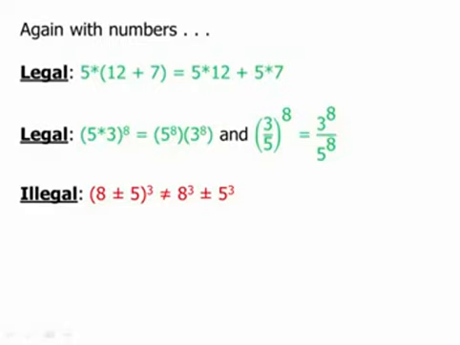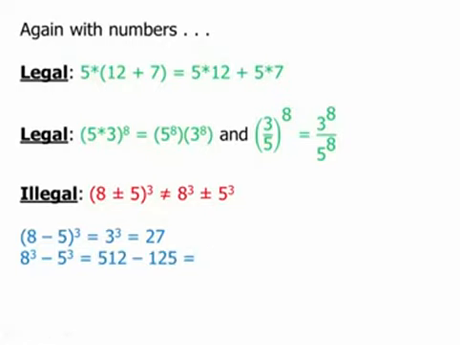And one way to see this is to just think, let's just take the subtraction case. If we look at 8 minus 5 to the third, well, what is that? Of course, that is 3 to the third, which is 27. Whereas if we looked at something different, 8 cubed minus 5 cubed, well, 8 cubed, as we've mentioned in other videos, is 512. 5 cubed is 125. If we subtract them, we get 387. And those two are not equal. So in other words, we get two different numerical answers, and that's why we can't set those things equal.